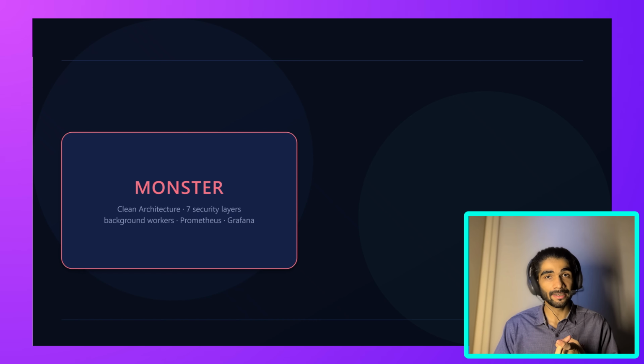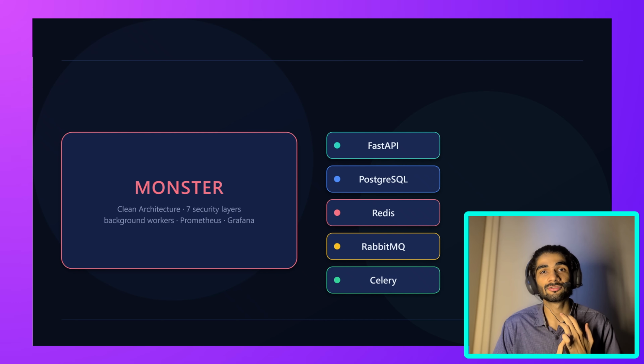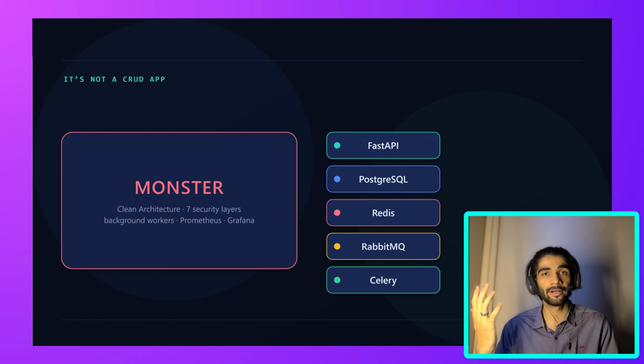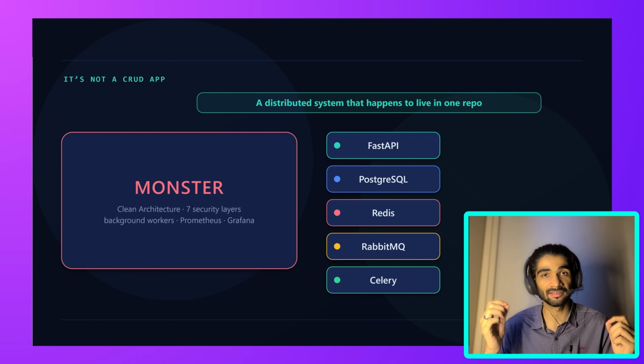We're talking about clean architecture, security layers, background workers, Prometheus metrics, and Grafana dashboards that are used to collect logs and visualize them for your application. This isn't just a CRUD app, it's a distributed system in a single repo. Now I'm gonna show you how it works.